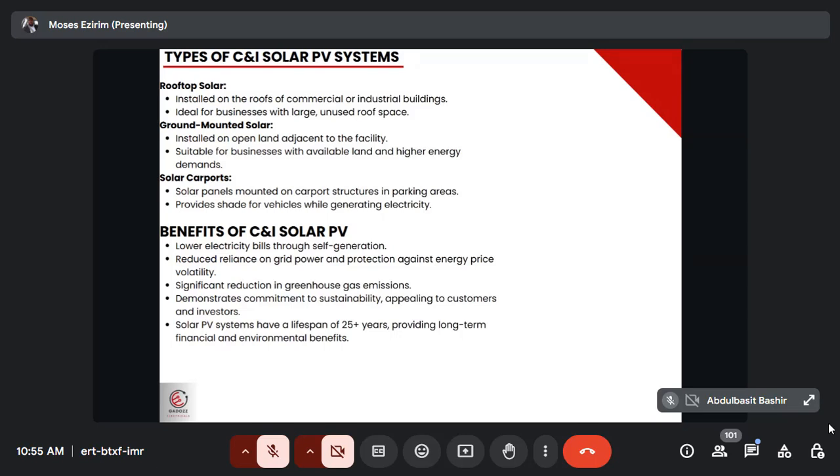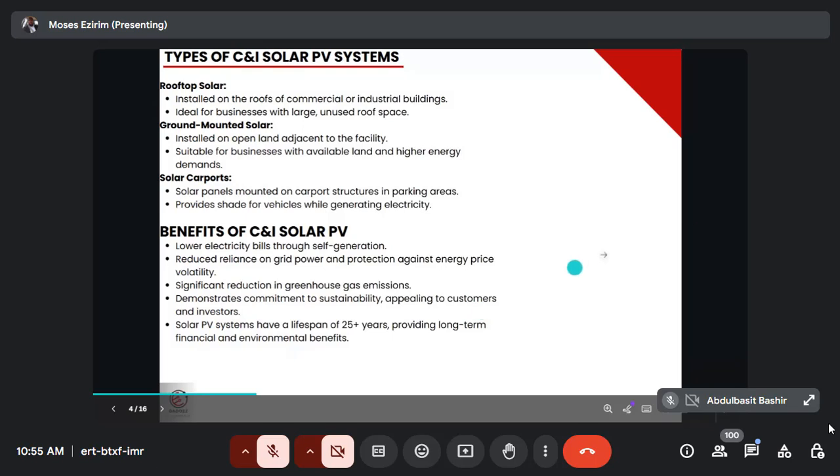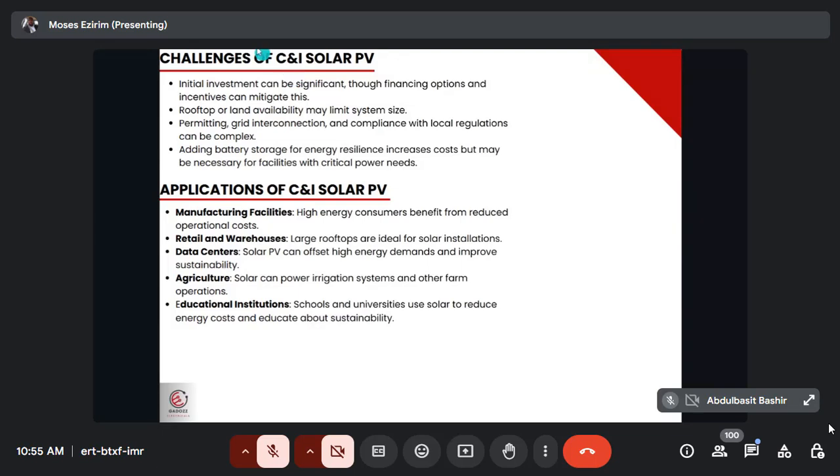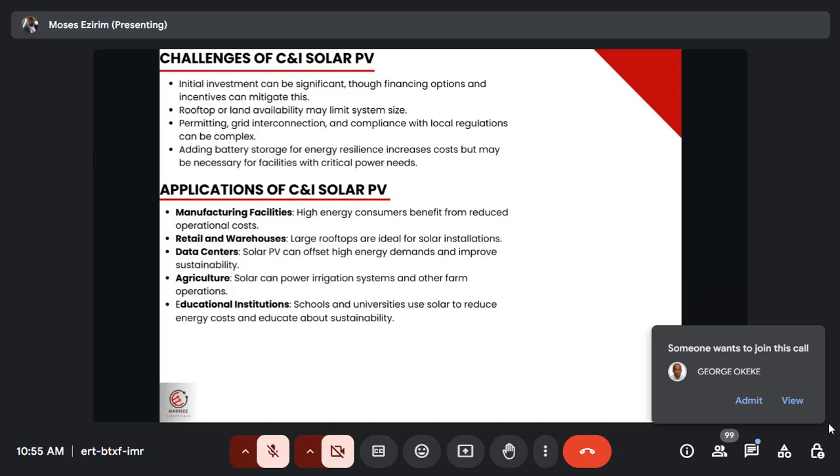So now these are the benefits. You can see a solar PV system has a lifespan of 25 years, providing long-term financial and environmental benefits. So you can see the cool money that is there for you to recoup. You might not see the real money now, but by the time you are doing the financial modeling, you are going to see the money even before you commence with the project. So now let's proceed.